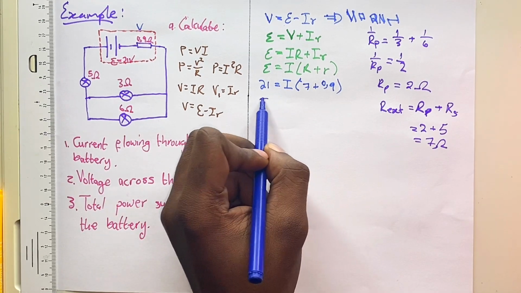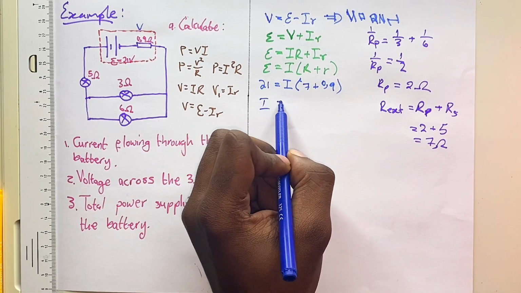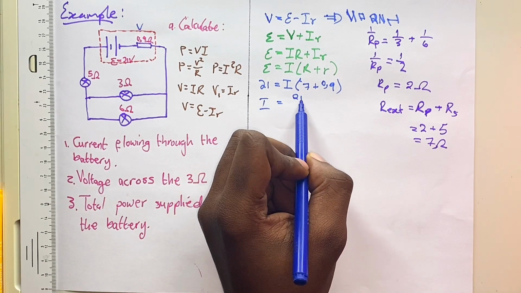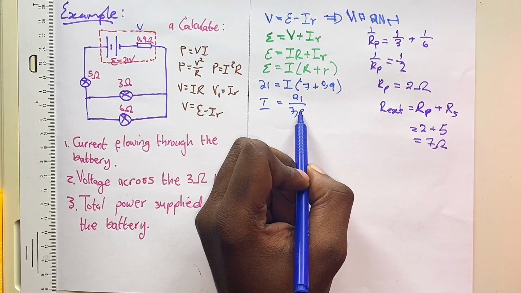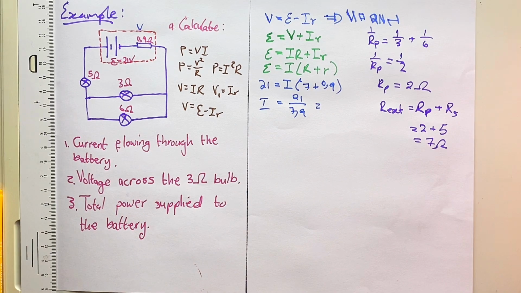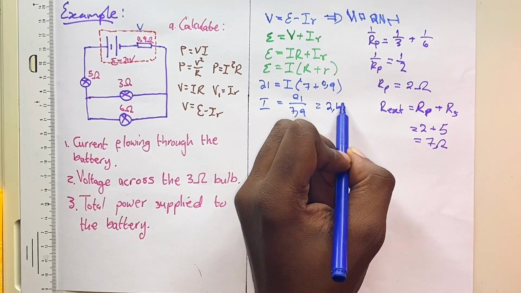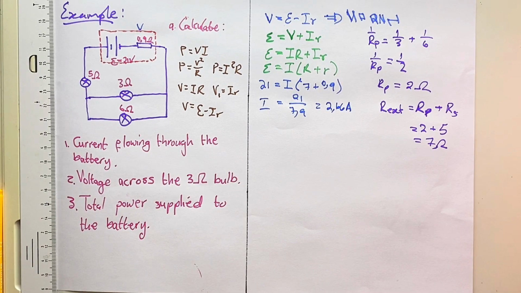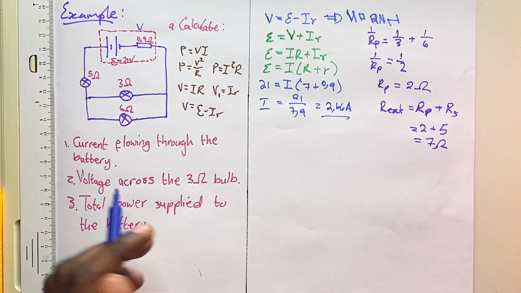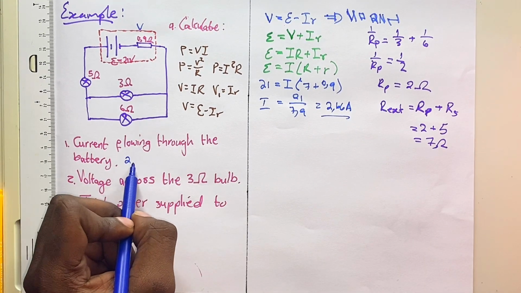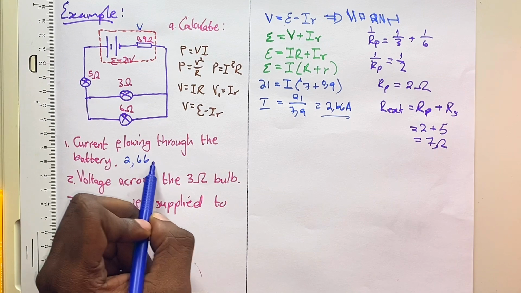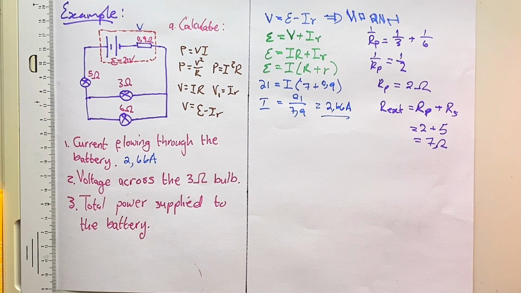Now we can calculate the current flowing through the battery, which will be equal to 21/7.9. That is 2.66 amperes. Now we have the total current flowing through the battery. It is 2.66 amperes. So let's do number 2.